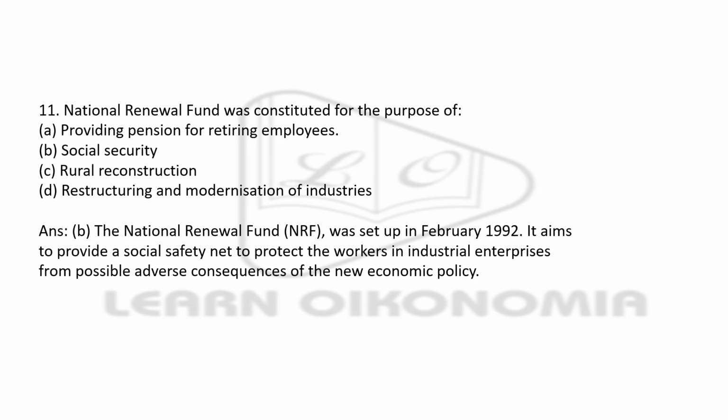Next, the National Renewal Fund was constituted for the purpose of dash: providing pension for retired employees, social security, rural reconstruction, restructuring and modernization of industries. The right answer is option B, that is social security. Actually, this fund was set up in February 1992 with an aim to provide social safety to the workers, especially with respect to industrial enterprises. So these people will be protected from adverse consequences of certain policies of industries.